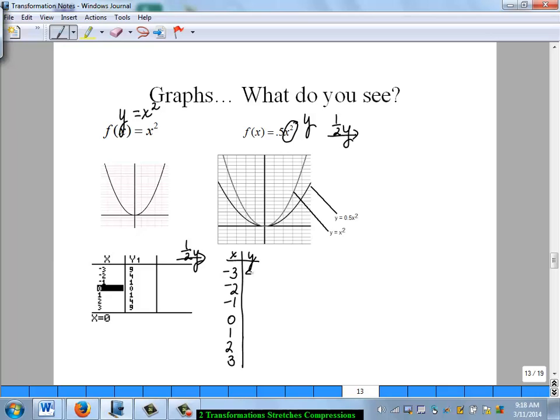So I have 4.5, 2, 0.5, 0, 0.5, 2, 4.5. And it looks like someone sat on the graph. Ouch, but it looks like it's been squished, okay? So basically, this looks like the graph has been sat on. So it's been squished, which is my famous term, or the more mathematical term, it's been compressed vertically.